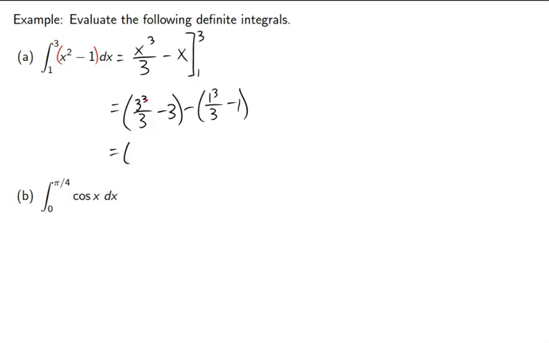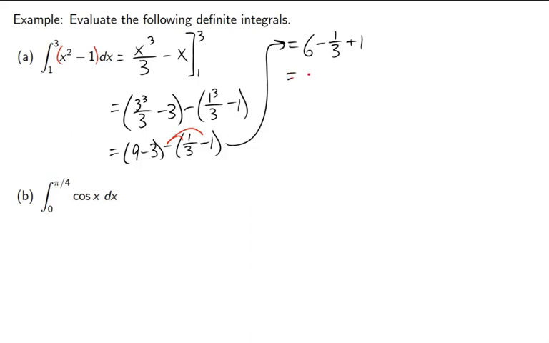I get 27 over 3 is 9. Minus 1/3 minus 1. So here I get 6 minus 1/3 plus 1. I distributed my negative sign there. So this is probably easier to work with. I get 7 minus 1/3, which is 20 over 3 as my final answer.